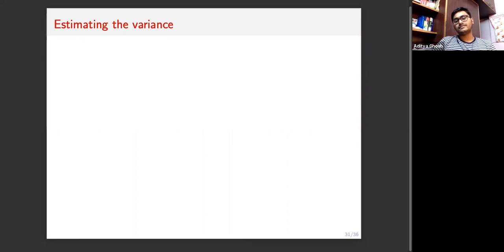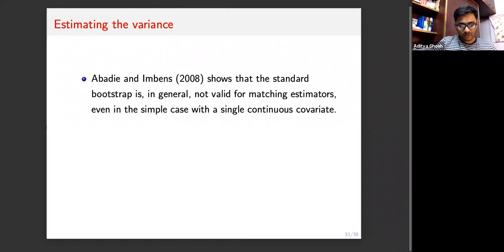But estimation of variance seems to be a harder problem in this area, and one estimator which was used very often earlier is the bootstrap estimator. But Abadie and Imbens showed in their 2008 paper that the general bootstrap procedure is not valid, in the sense that it is not consistent, even in the simple case when we have a single continuous covariate. So even in the simple case where we have root n consistency, asymptotic normality, and where the estimator is asymptotically unbiased, the standard bootstrap procedure fails to hold.